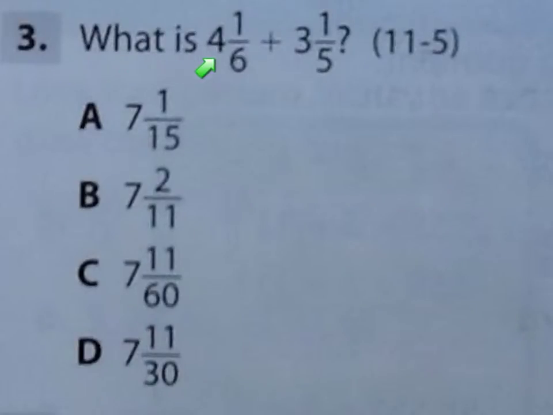What is 4 1/6 plus 3 1/5? First, write out the problem. 4 1/6 plus 3 1/5. Because the denominators are different, you have to find the common denominator. The common denominator of 6 and 5 is 30.